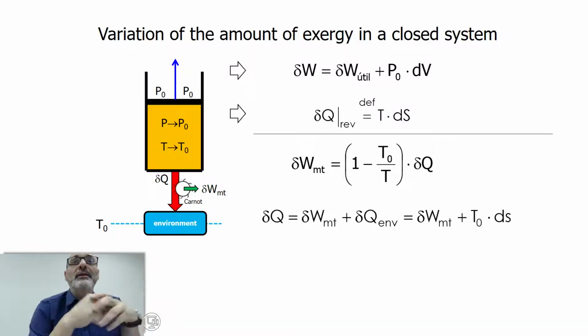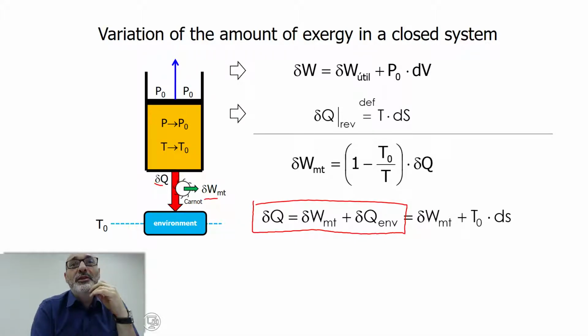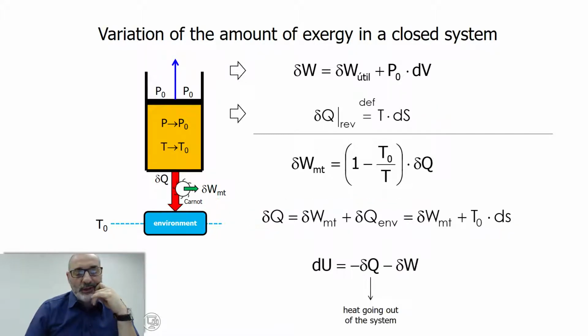So combining all these formulas, okay, I can write this down. Okay, this is the first law of thermodynamics. Okay, del Q here equals del W, MT stands for thermal machine, plus the heat rejected to the environment, which is down here. Okay, and this is equal to T0 dS. We are using this definition here.